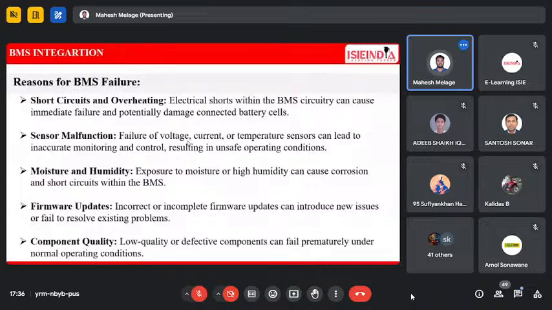Next is the BMS failure updates: incorrect and incomplete updates, to provide an introduction and view of the issue of the failures. Component quality: in a BMS, if we use low quality material, it defects the component and fails the normal operating condition of the BMS. These are the reasons the BMS can fail.